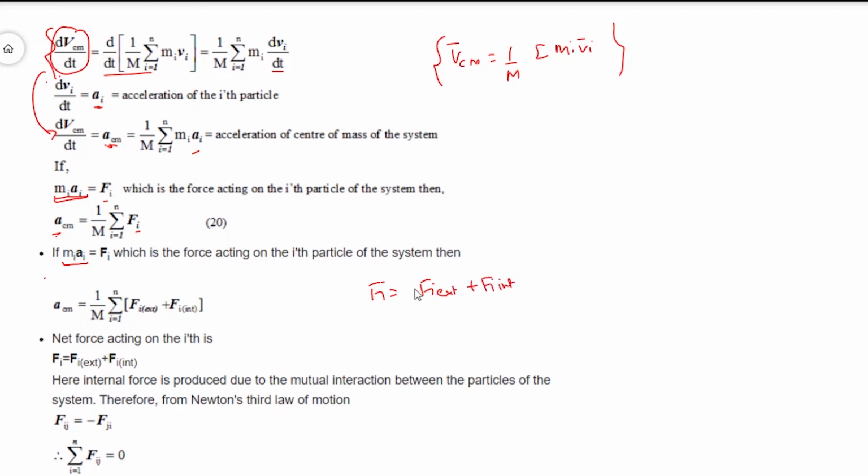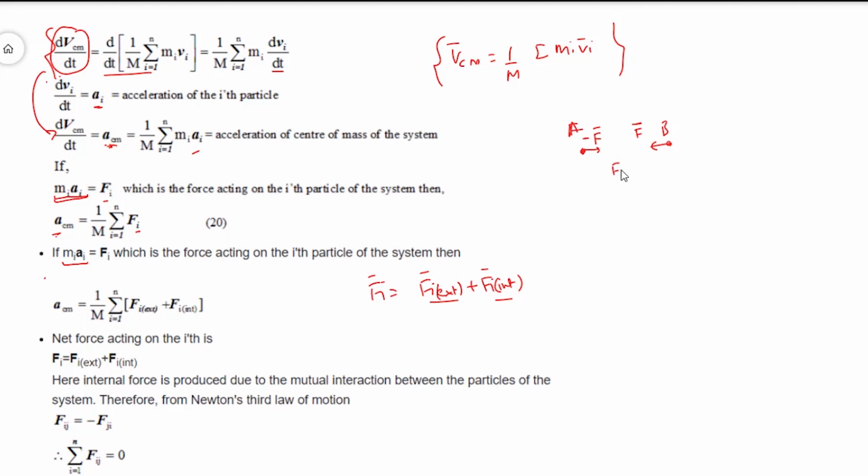This F_i is the net force on the ith particle, and I'm just going to break it down into two parts, F_i external and F_i internal. Now keep in mind, suppose I have two particles here, particle A and particle B. Apart from the external forces on this system of A and B, suppose this particle is attracting that particle with a force F. Again B is going to attract A with the same force F. The magnitudes are the same, but in vector form, if I write this one as F, I'll write the other as minus F, or vice versa.